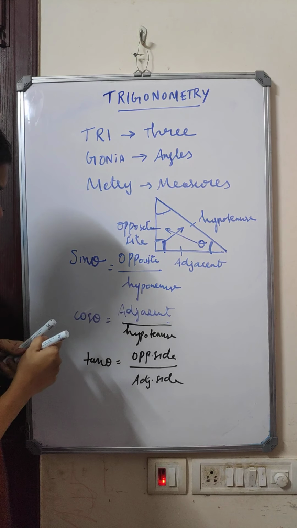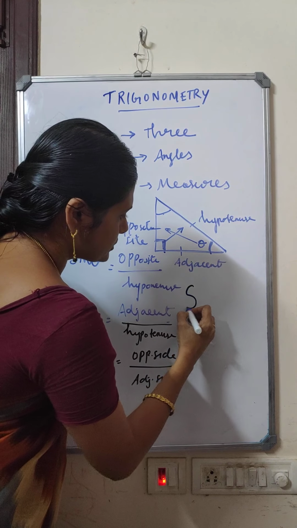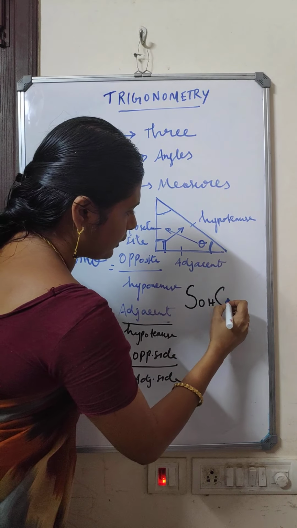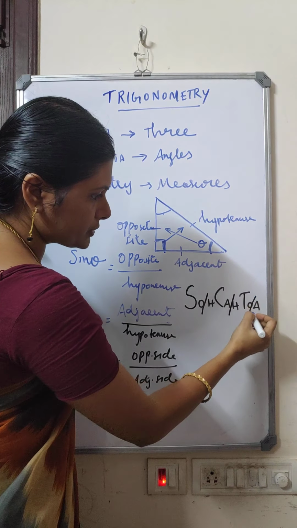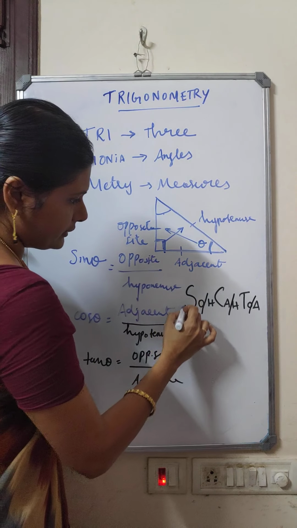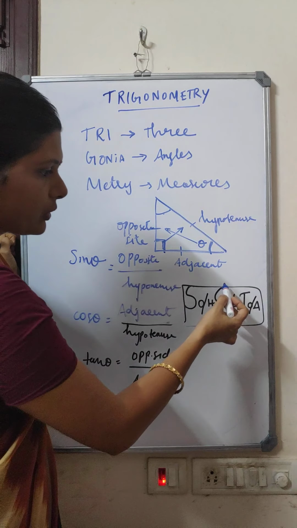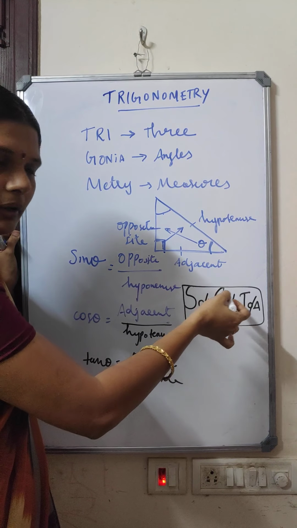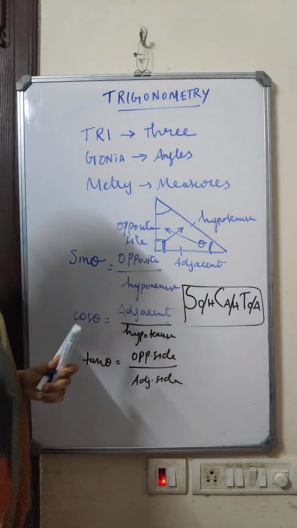Then, to remember this formula, I will tell you something funny. It is SOH CAH TOA. In this sense, sin is equal to opposite by hypotenuse, cos is equal to adjacent by hypotenuse, and tan is equal to opposite by adjacent. This is like a mantra. So SOH CAH TOA: sin is equal to opposite by hypotenuse, cos is equal to A by H, adjacent by hypotenuse, and tan is equal to O by A, which is opposite by adjacent.